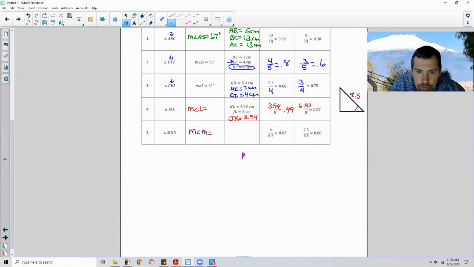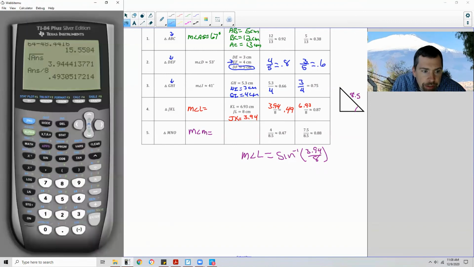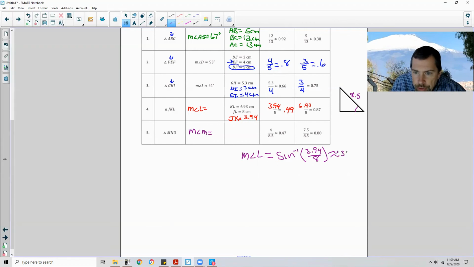So the measure of angle L equals the sine inverse of my fraction, 3.94 divided by 8. So if I go in my calculator and do second sine, 3.94 divided by 8 will give me approximately 29.5 degrees, or let's just say approximately 30 degrees. So this should be 30 degrees, and it's an approximation. All right, now let's move on to this problem.